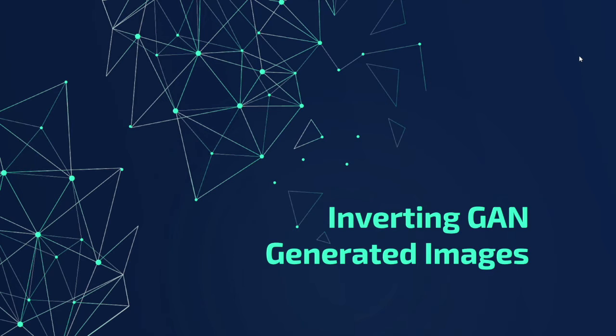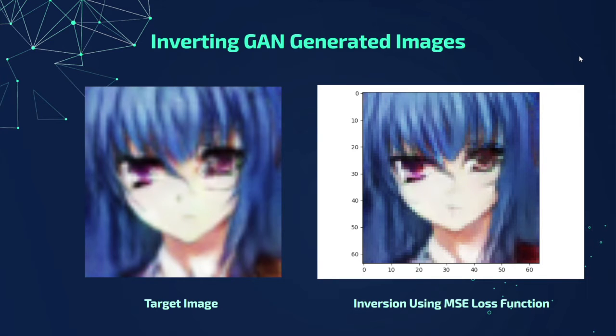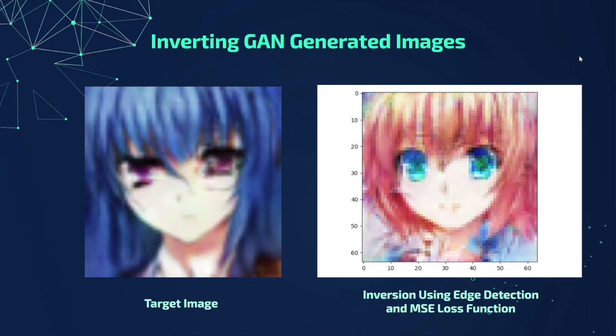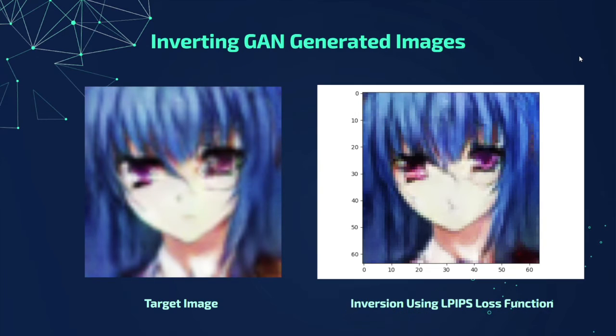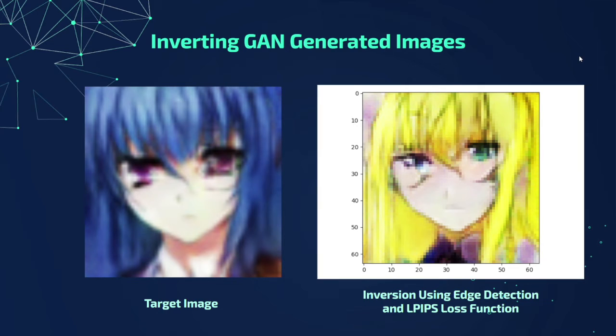To make sure our gradient descent search was working as expected, we attempt to invert the image that has been generated by the GAN. This is the inversion using the MSE loss function. And this is the inversion using age detection and MSE. This is the inversion using the LPIPS loss function, and this is the inversion using age detection and the LPIPS loss function.